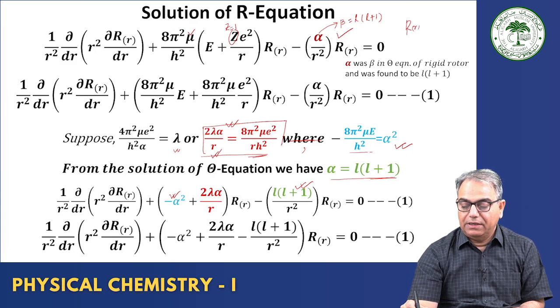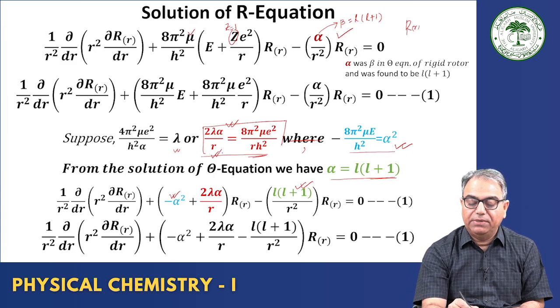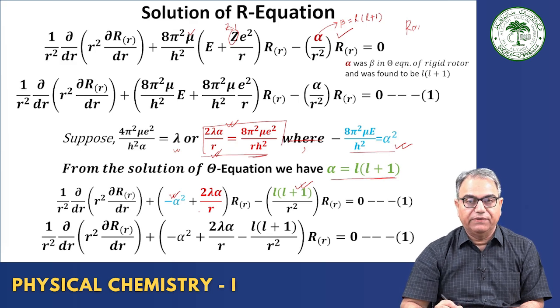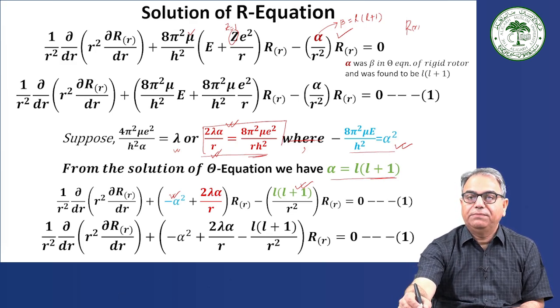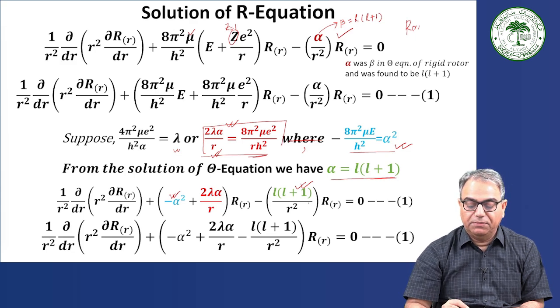This is alpha square, this is 2 lambda alpha r, so you replace these. And then this alpha, the first alpha, which I said you was from the beta and theta equation, is L into L plus 1. So it is L into L plus 1.